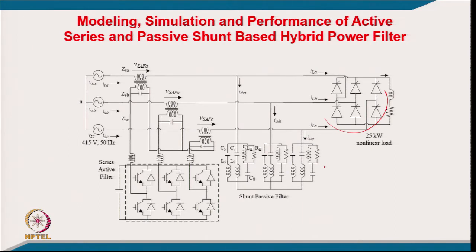So, if a rating of 4% for the active series filter is able to make the entire burden, 96%, go to the shunt filter, the cost of this hybrid filter can be quite low, and that is the reason it is acceptable in practice, because you are using power electronics of hardly 4 to 5% of the load rating. So, these topologies have been quite popular, whether it is a typical current fed load or a voltage fed kind of load, with this hybrid combination.